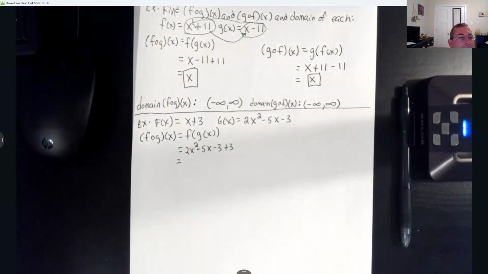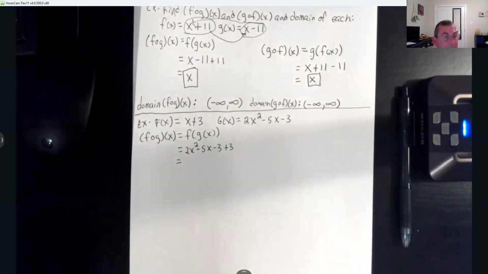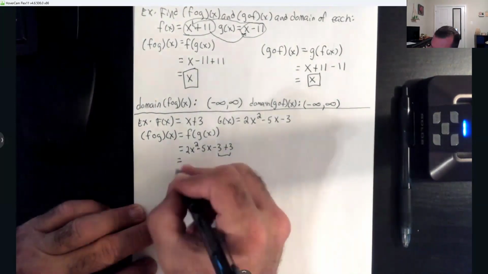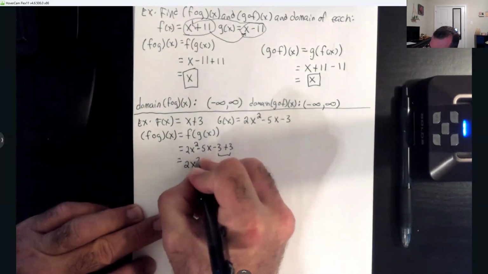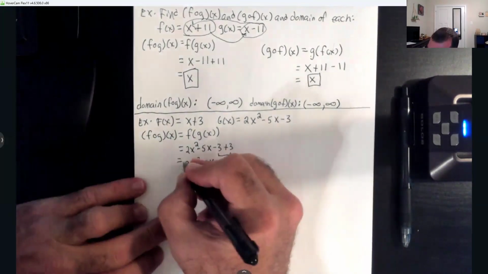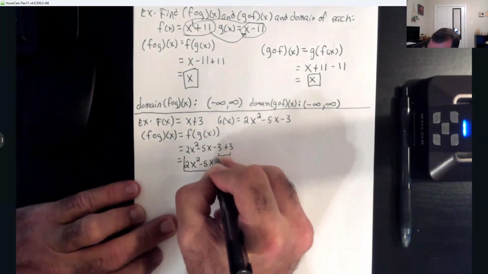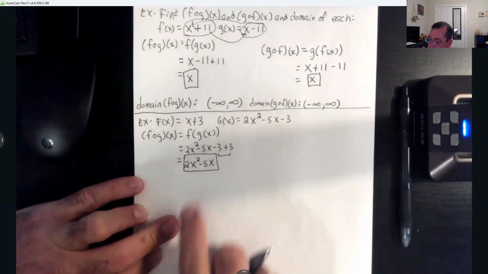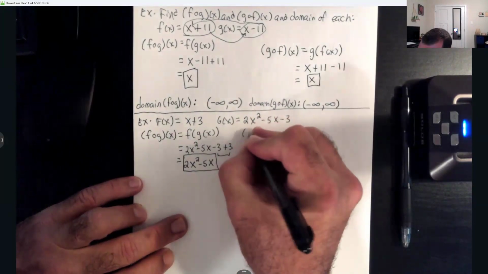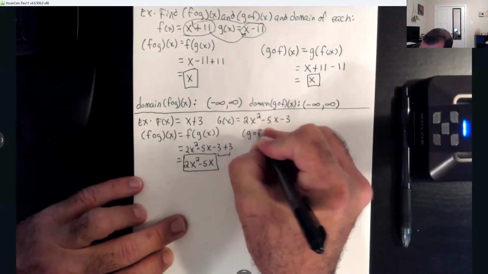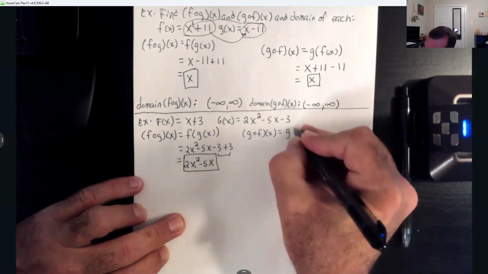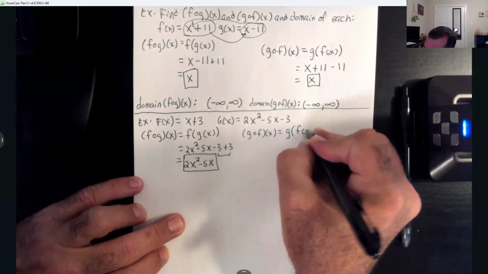So what are y'all getting? A 2x squared minus 5x? Good job, because y'all look here. Those like terms cancel. And good job, we're left with our 2x squared minus 5x. All right, so that would be our first answer. Then we would come and find G of f of x. So that'll be G of f of x.